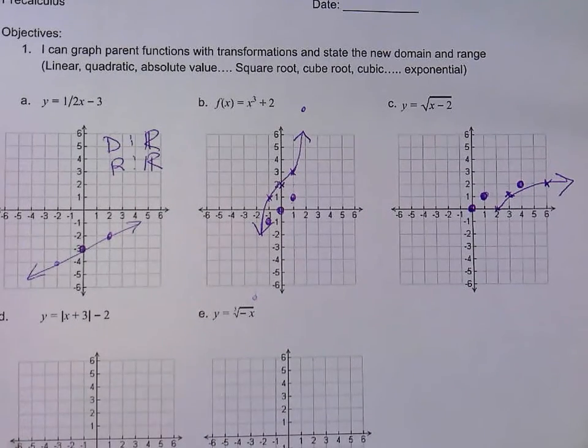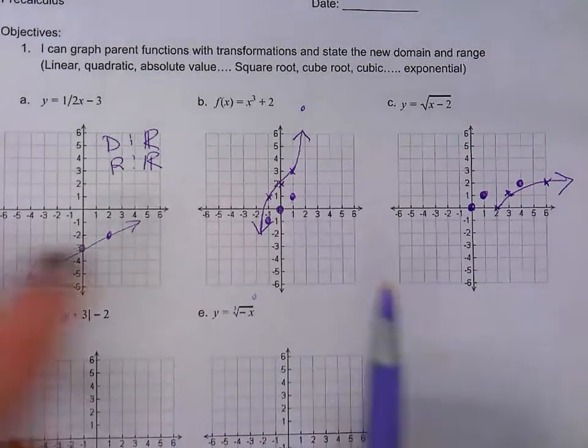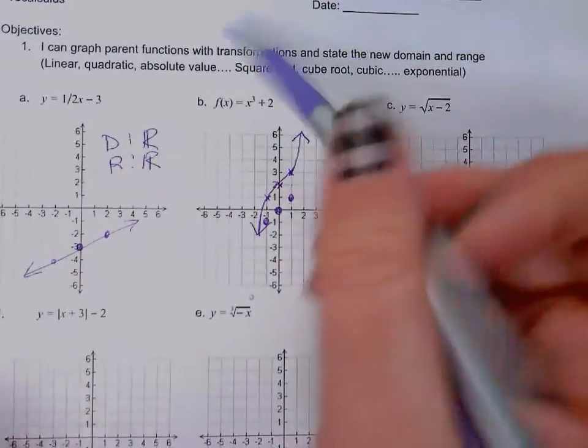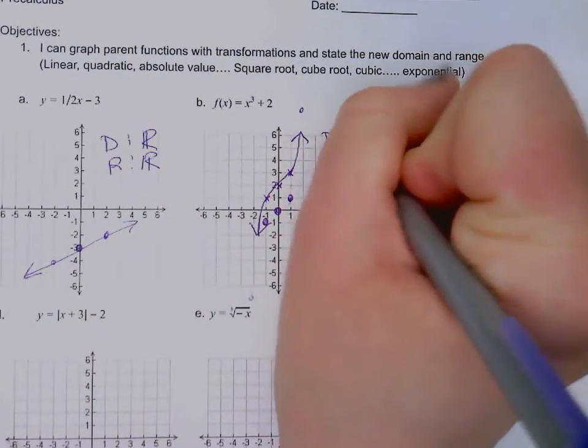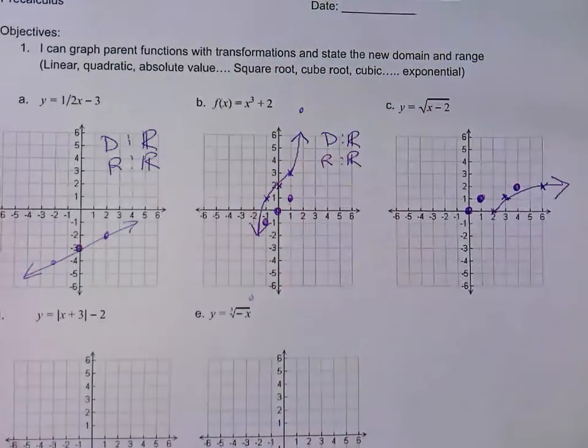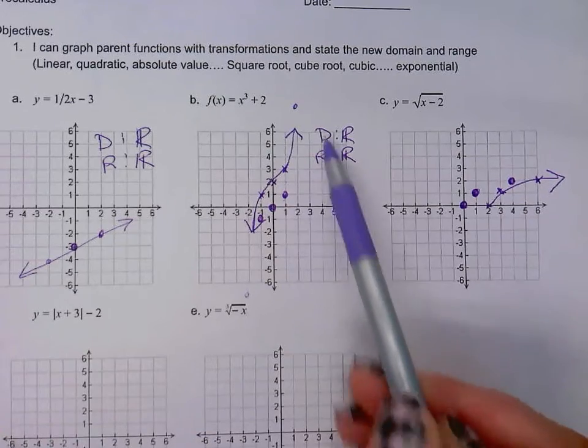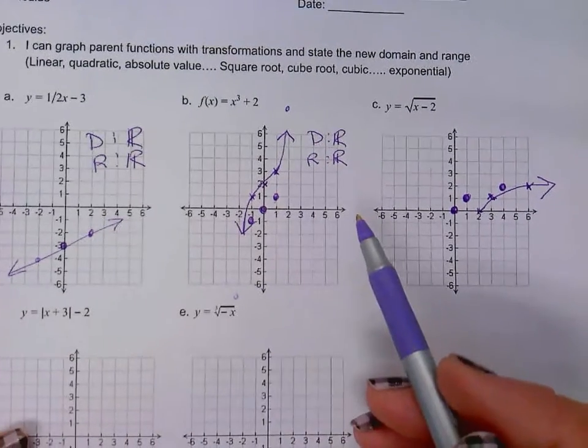Same thing with part B. It's a steeper graph, but it's going to keep spreading out side to side and spreading out up and down. So its domain and range would both be all real numbers. And domain always goes with X, range always goes with Y, alphabetical order, domain then range, X then Y.